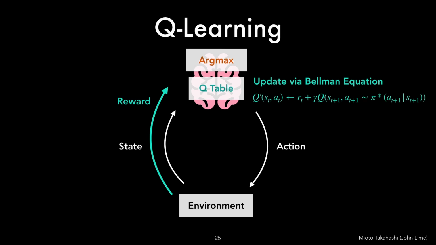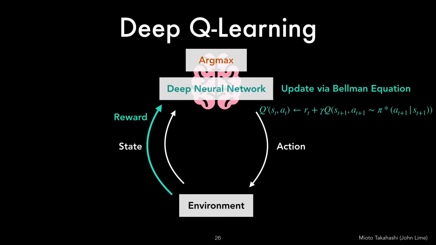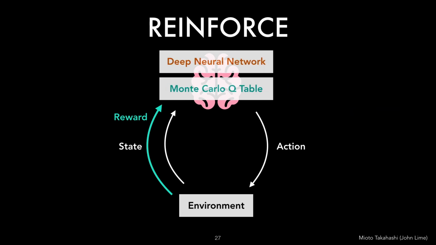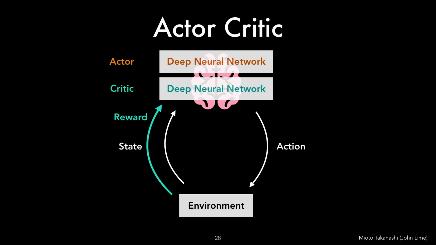Q-learning improves upon this by sampling the action of the next time step from an arbitrary policy, making this an off-policy algorithm. Entering the realm of deep reinforcement learning, we have deep Q-learning, which replaces the Q table with a deep neural network; REINFORCE, which uses the Q table for the value estimation but uses a deep neural network for depicting the policy; and the actor-critic algorithm, which uses deep neural networks for both the policy, actor, and the value function, critic.